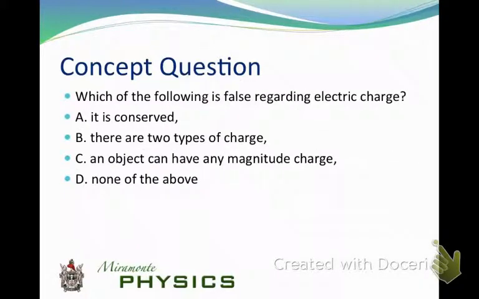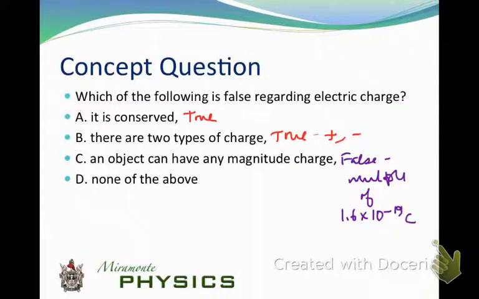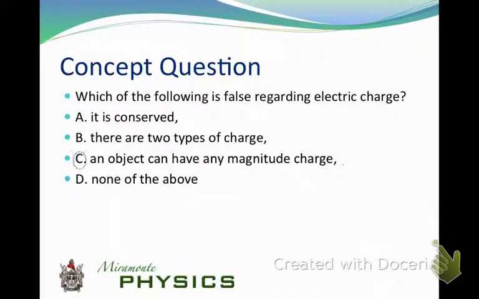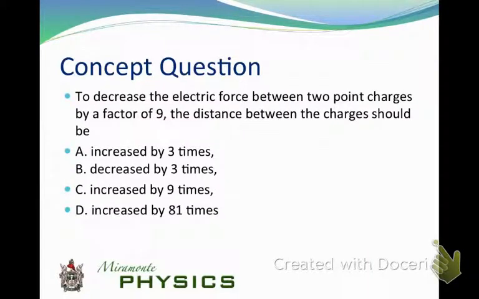Okay. Which of the following is false regarding electric charge? Okay, so we all agree that the answer is C. All right. And here we go. To decrease the electric force between 2 point charges by a factor of 9, the distance between the charges should be... Okay, good. The answer is A, increase by 3 times. You increase the distance, that's going to decrease the magnitude.